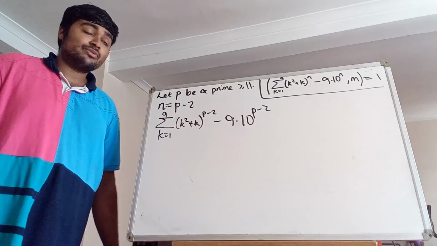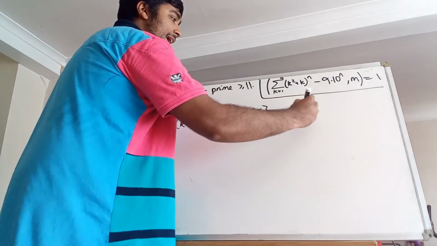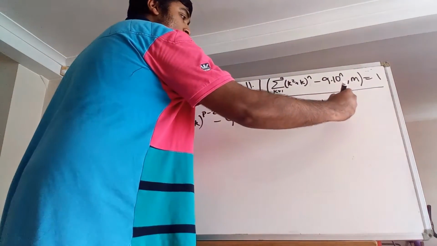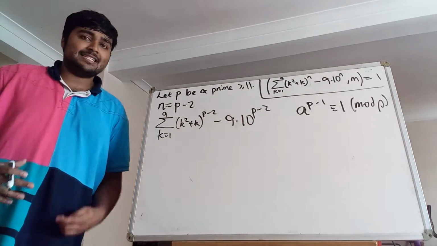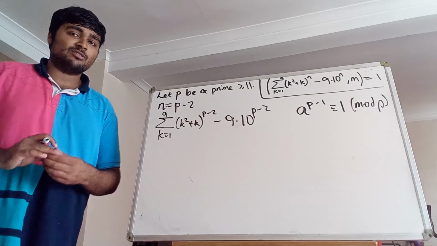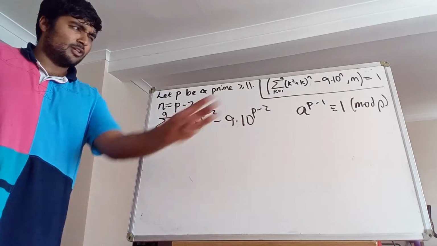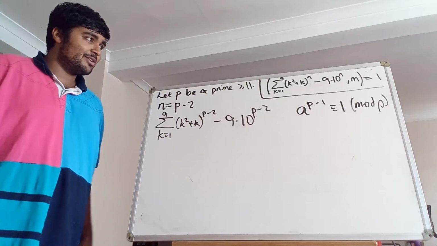Now what we're going to do is use Fermat's little theorem, which says that a to the p minus 1 is congruent to 1 mod p, when a is coprime to p. So in other words, a is not a multiple of p. We're not going to prove that, but that is Fermat's little theorem, a very well-known theorem.